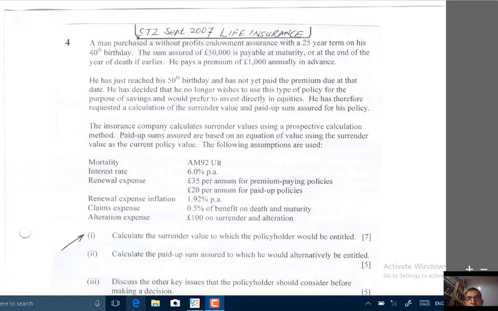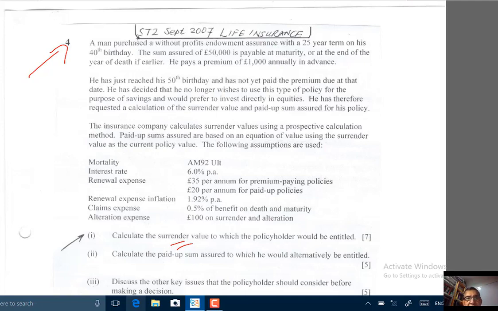Hi, in this video we will look at an old exam question, a life insurance exam question. It appeared in the ST2 exam, September 2007, rather old exam question number 4. The aim in this video is to talk about surrender value, that is the calculation of the surrender value. Okay, let's read the question.